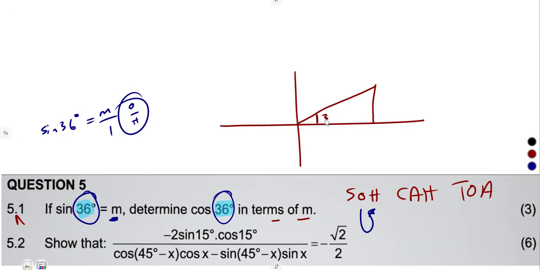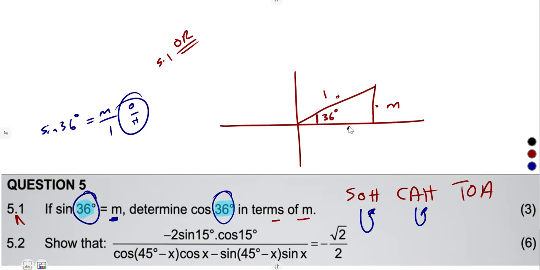So this is our 36 degrees. This will be our opposite and hypotenuse, and this is our adjacent. So our opposite is m and hypotenuse is 1. That's another way that we could have attempted this one. So we calculate the adjacent side as we are going to need it for the cos. Cos is adjacent over hypotenuse.